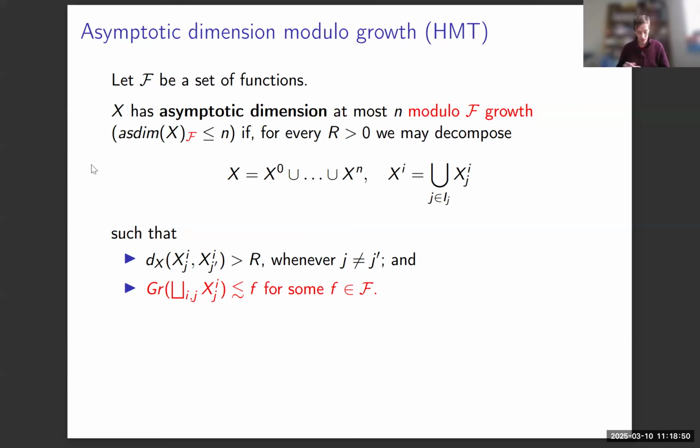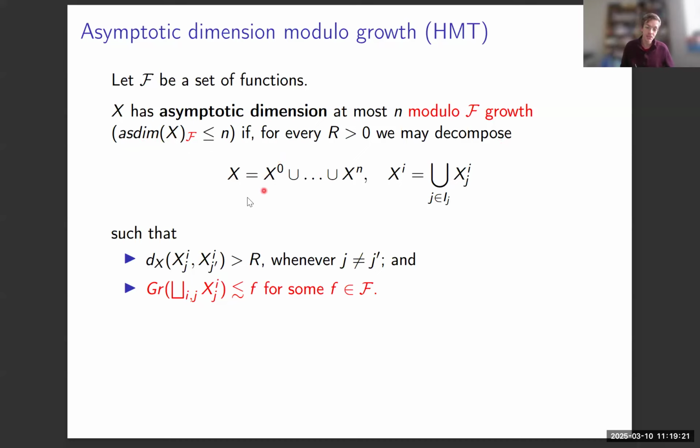So pick a collection of functions, F. Okay, these are going to be growth functions, or sort of equivalence classes of growth functions. And we say that X has asymptotic dimension at most n modulo F growth. Someone should be in charge of naming, and I don't think it should be me. Okay, we'll just write this as an asymptotic dimension. That subscript F should probably be before the X, but never mind. So the asymptotic dimension with respect to F of X is at most n.